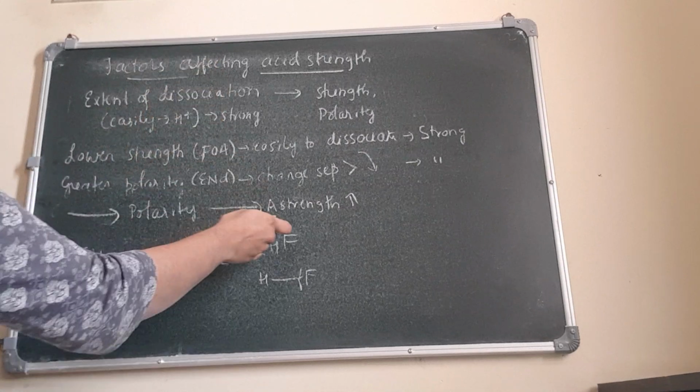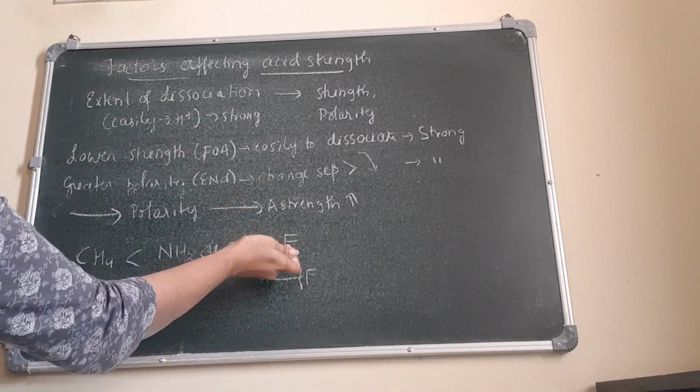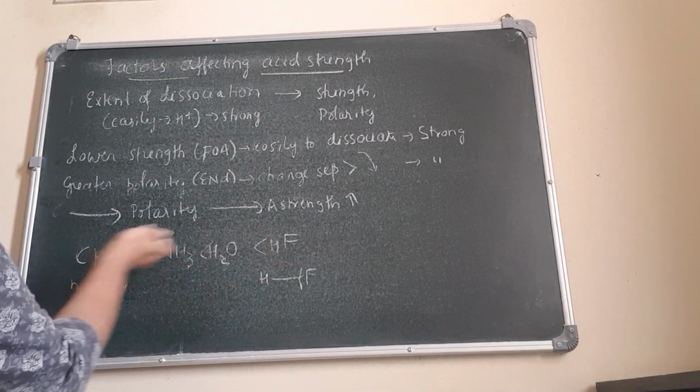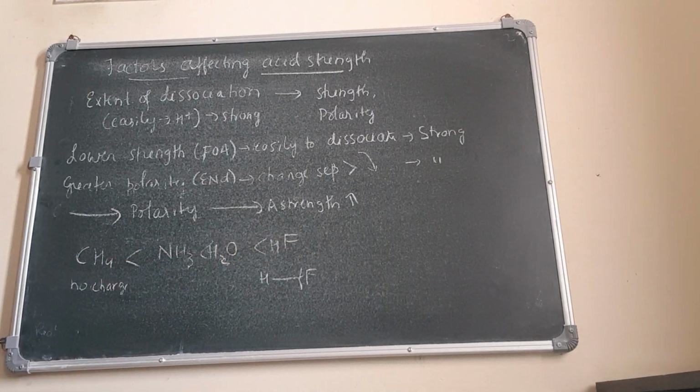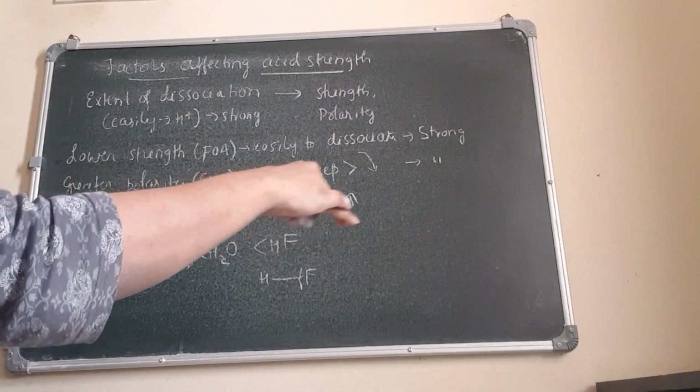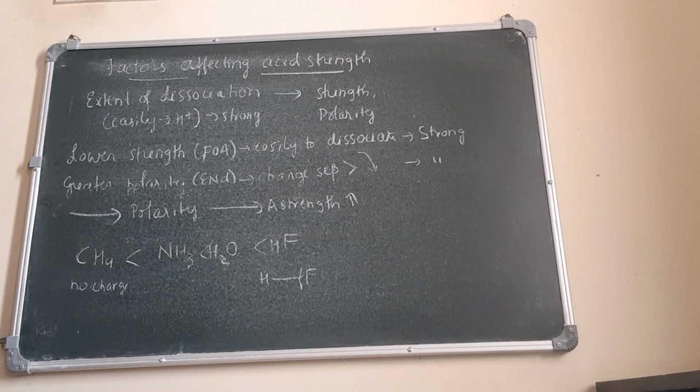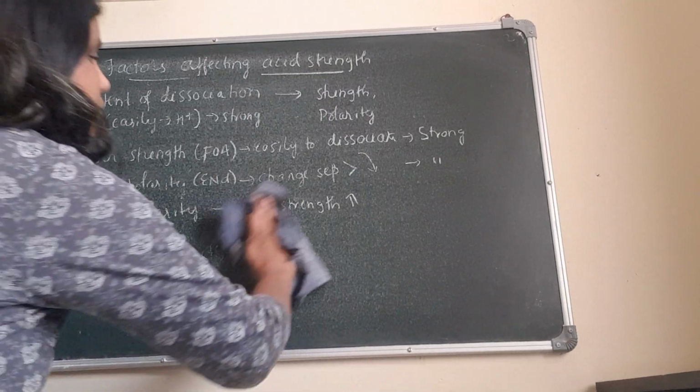So for the same group, if you're going down, this is the weakest acid down the group. This is the strongest acid across the period. So down the group you go or across the period you go, the acidic strength increases. Alright, so now let us understand common ion effect.